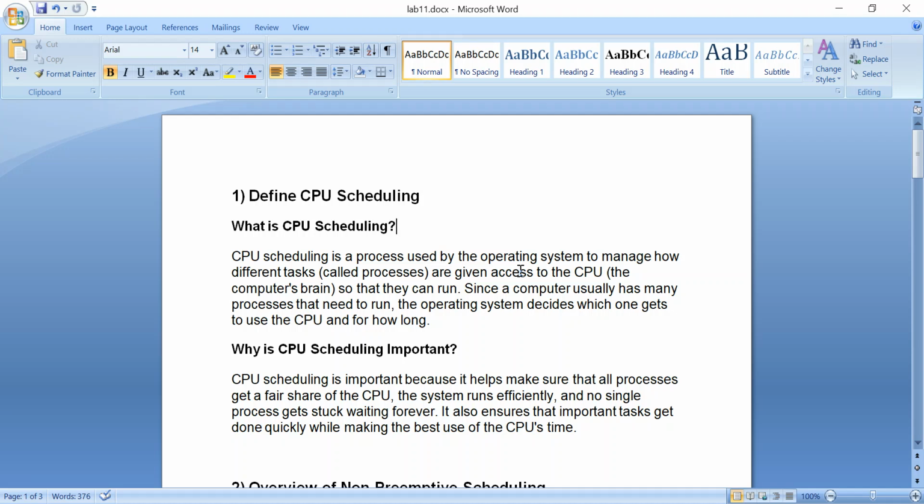So, why is CPU scheduling important? CPU scheduling is important because it helps make sure that all processes get a fair share of the CPU, the system runs efficiently, and no single process gets stuck waiting forever. It also ensures that important tasks get done quickly while making the best use of CPU time.